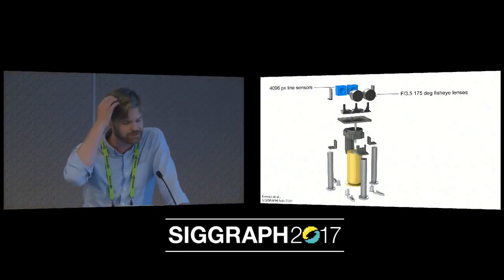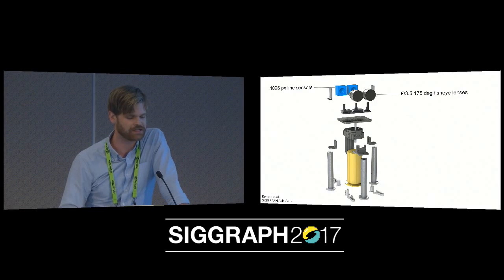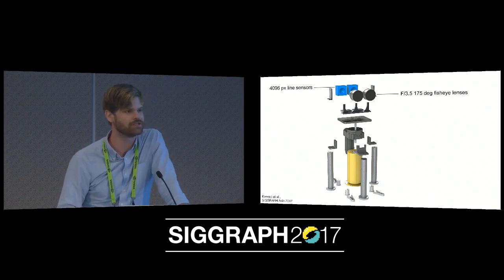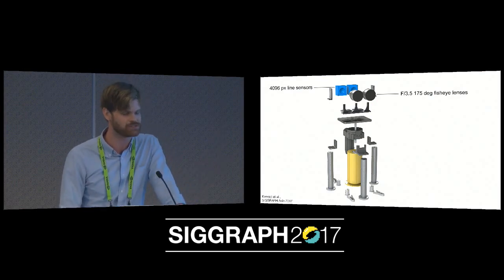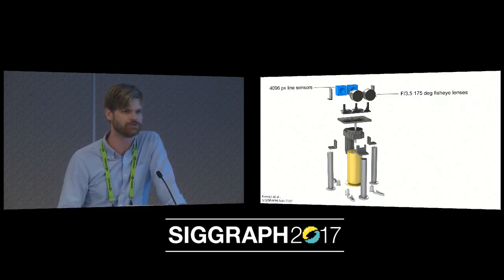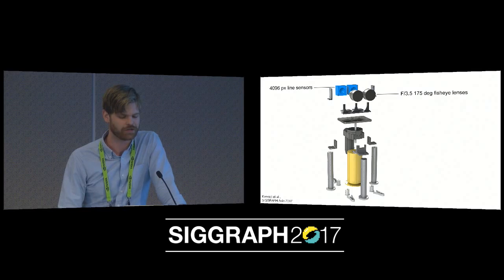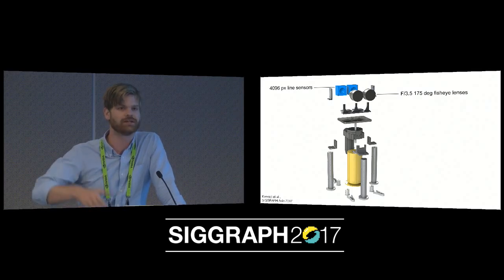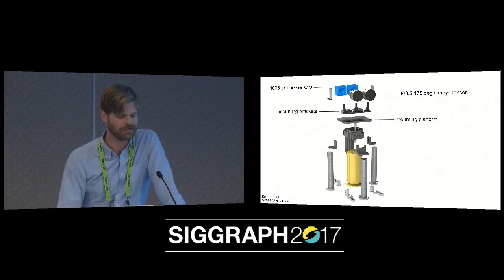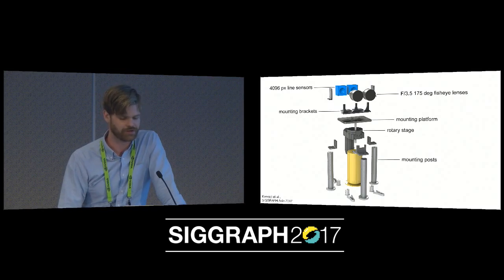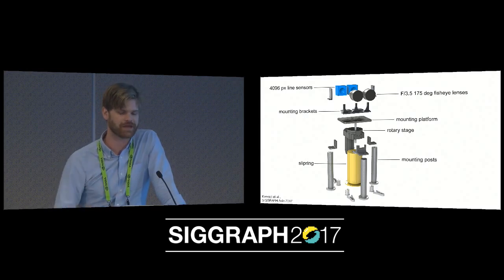So this camera consists of two slit line sensors, meaning they only have essentially a 4096 by 2 sensor, and they're able to refresh at very, very high frame rates, so that allows us to not have the motion blur that would be induced if you just use a traditional camera. We have 175-degree fisheye lenses that allow us to get a very large vertical field of view, some mounting brackets that allow us to put this all together, a rotary stage and a slip ring that provide the mechanical support to allow us to spin at high frame rates.